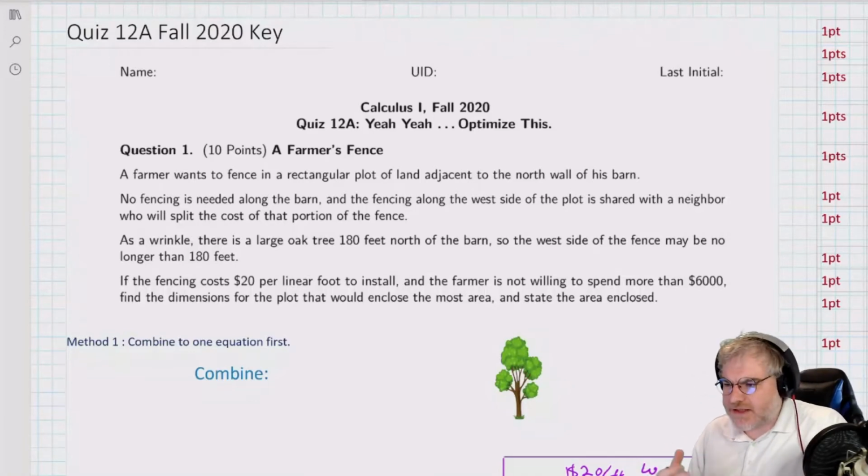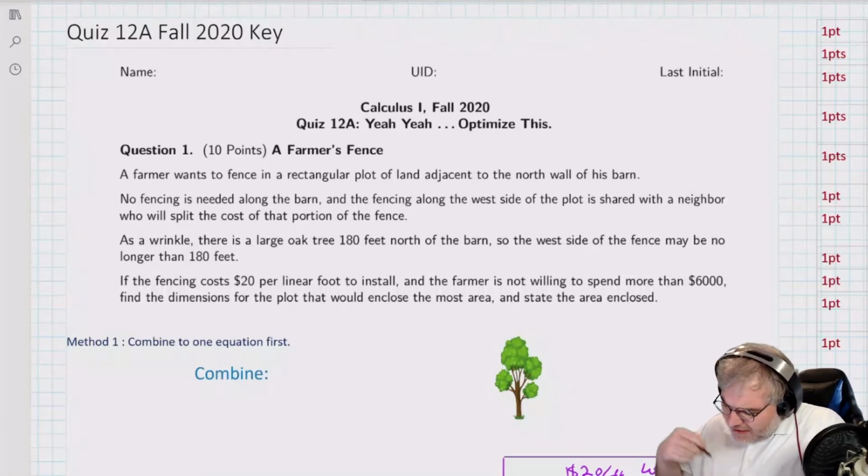So the neighbor is going to pay for half the wall, but the other two sides he's got to pay for himself. Fencing costs $20 a linear foot, and he's got $6,000. And then there's this wrinkle.